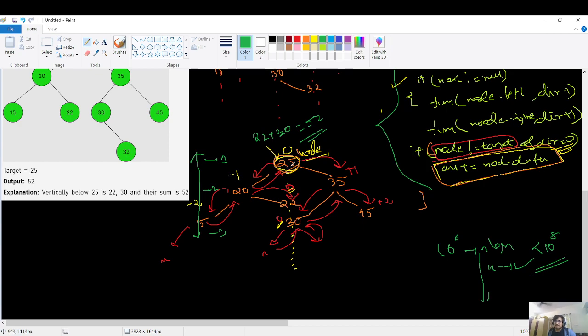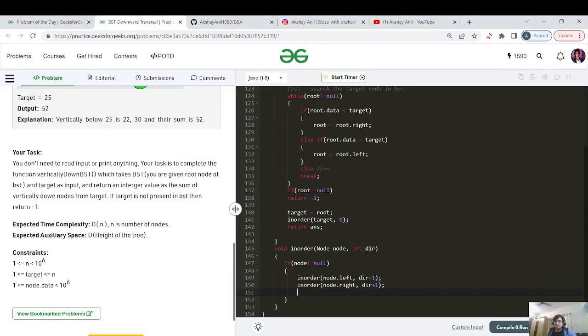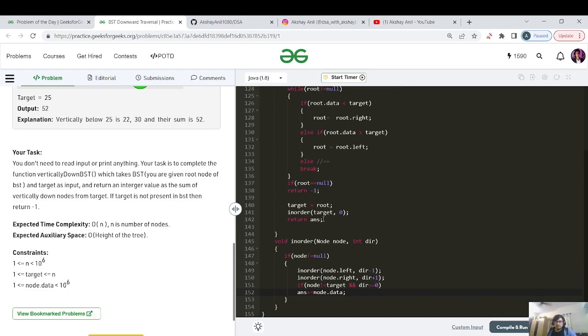At the root node, there will be a direction as 0, right? So this root node should not be the target node, else in the rest of the cases, that is this 22 and 30, we will add it in our answer. So I will say that if this node should not be equal to my target node and direction should be equal to 0, then for that case I will just add the data of the node of direction 0 in my answer, right? So I hope this is correct.